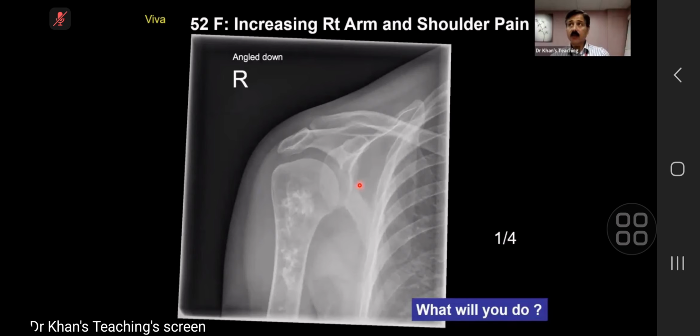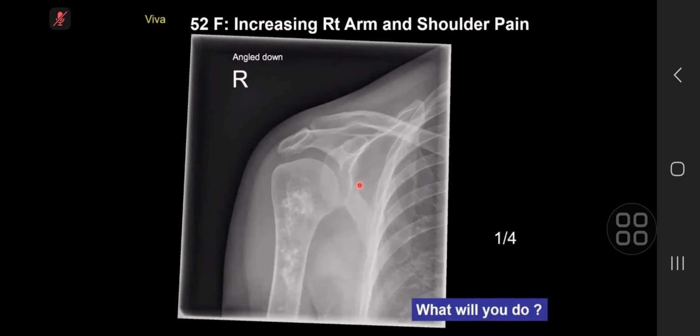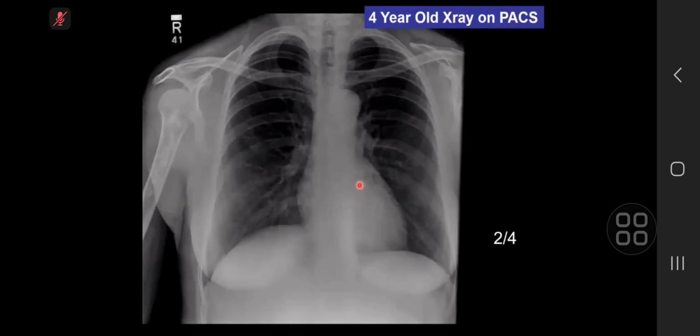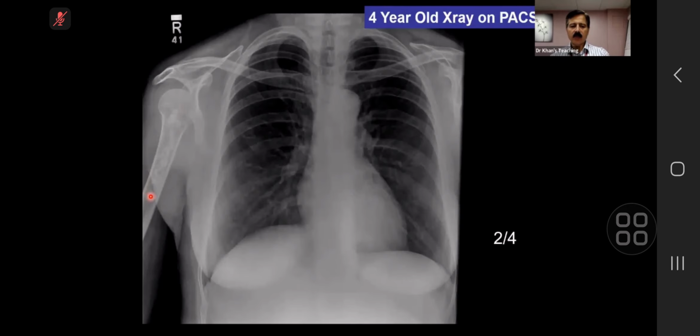Okay, candidate 3. This case has increasing right arm and shoulder pain. So we did an X-ray. What are you going to do? First step. So I would compare with any previous imaging that was available. Excellent. In this particular case, we did not have any previous shoulder X-ray, but we had a chest X-ray. Luckily, that part of anatomy was covered somehow or the other.